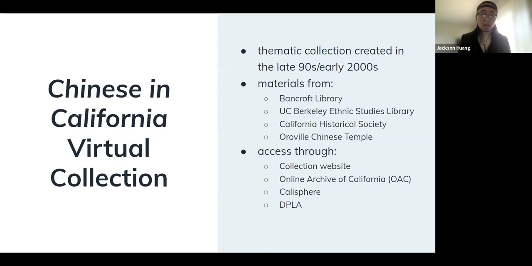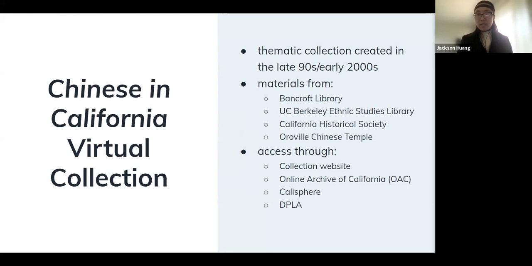So the Chinese and California virtual collection is a topical collection that was digitized in the late 90s as part of the Library of Congress Ameritech American Memories grants. Like many thematic and early digital collections, its creation was grant funded. It didn't use the language of reparative archival description, but that's how I would describe it.